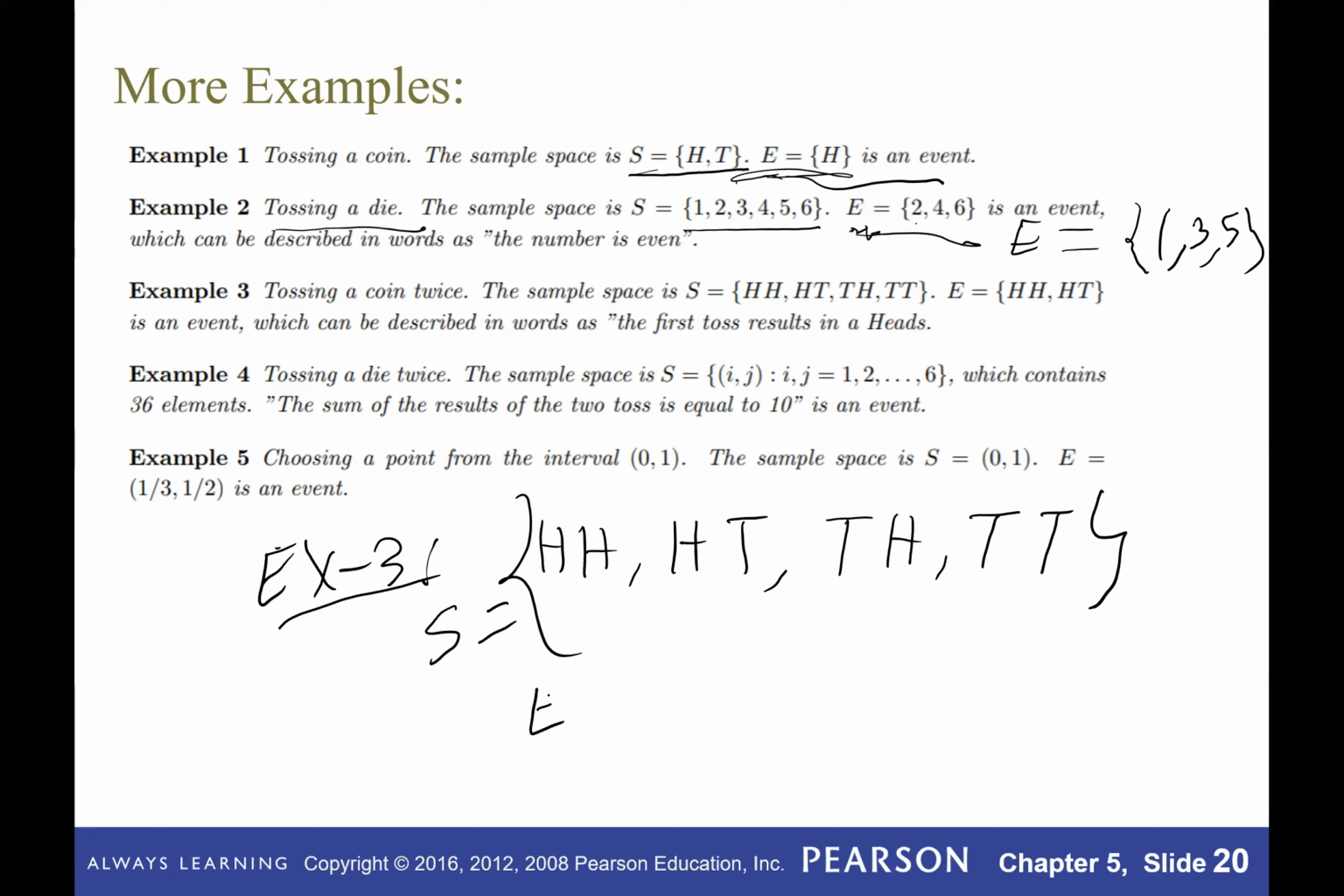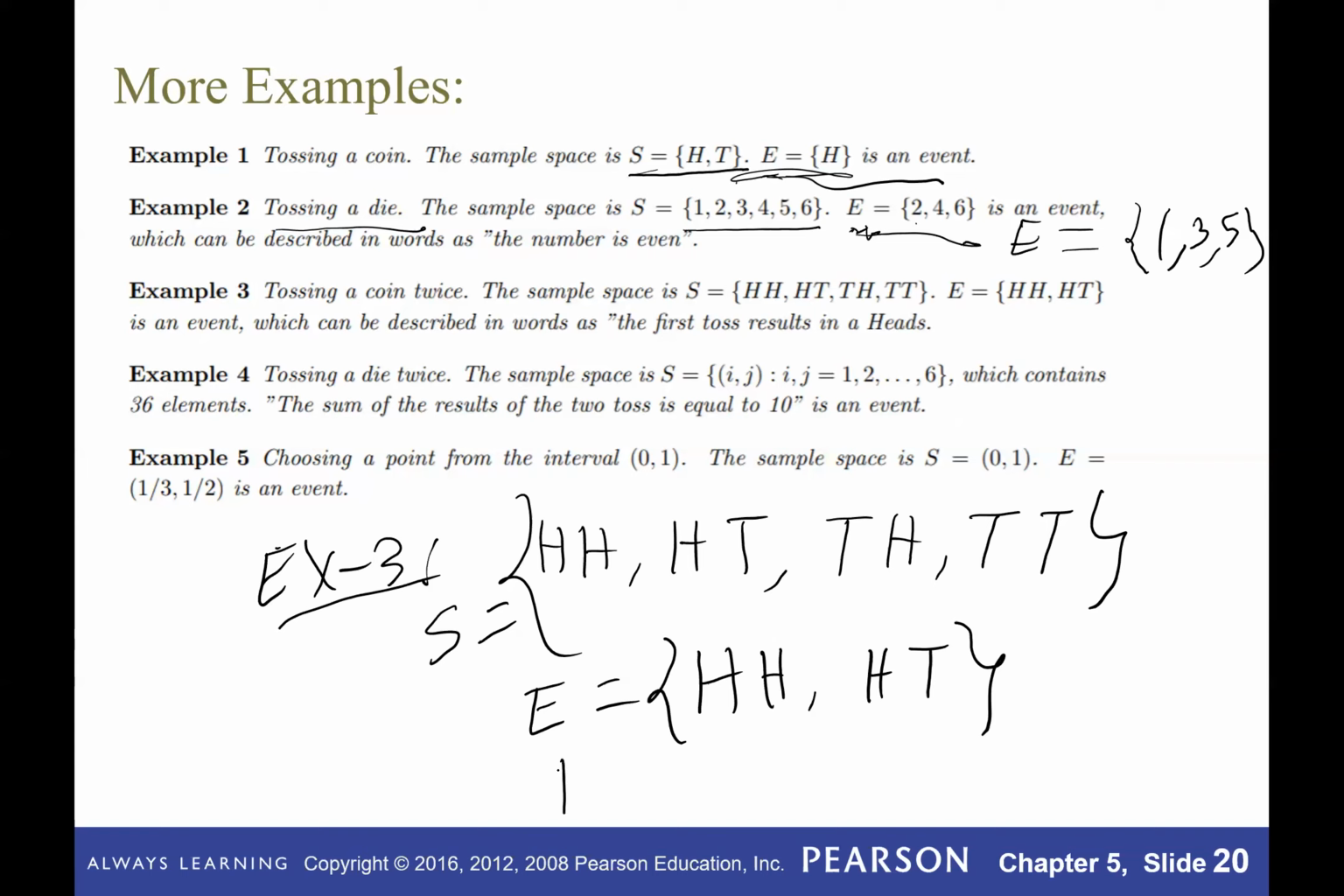So now if you consider E equals at least 1 head, or you can consider the first outcome is head. If the first outcome is head, then it will be HH and HT. We have only 2 outcomes, right? So this is an event.